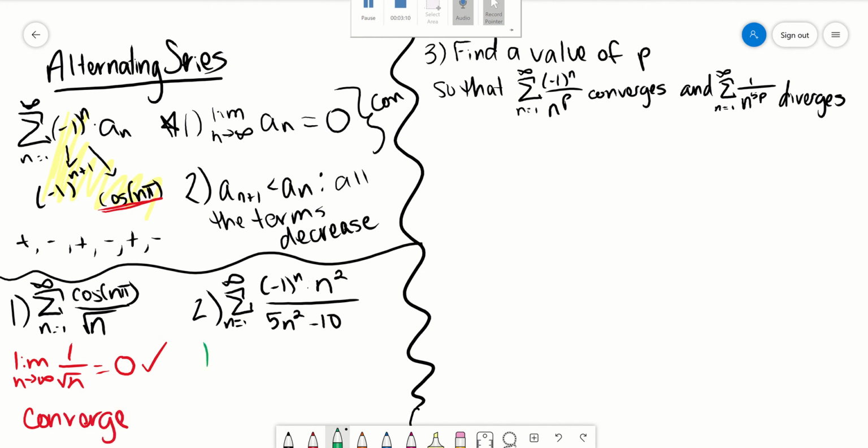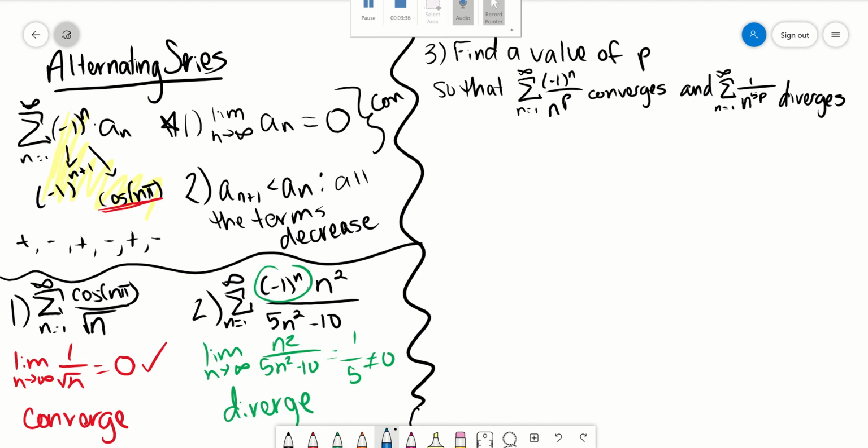Now with the second one, same concept. We just ignore the alternating part, because we see this part right here is alternating, and just look at the rest of it. Now this thing is balanced, so on top it's 1, on bottom it's 5. That is not 0, so that means it's going to diverge. You don't even have to check the second condition. If the limit doesn't equal 0, it's definitely going to diverge.